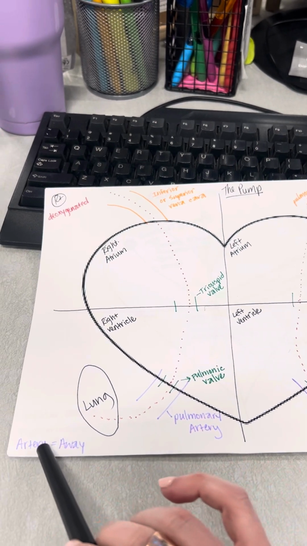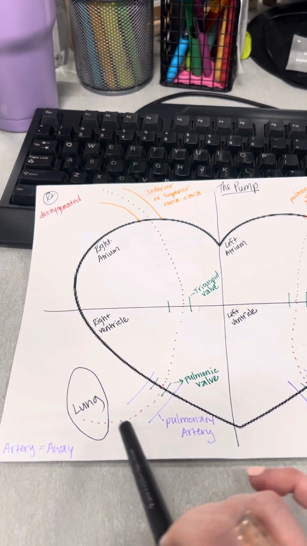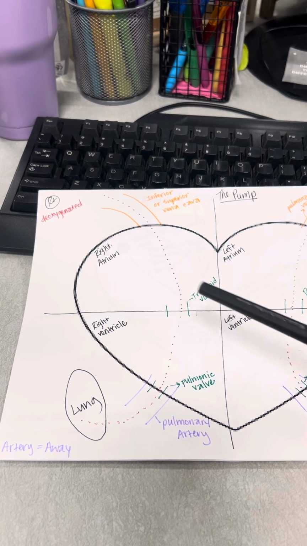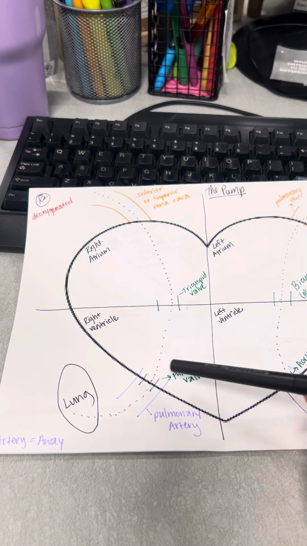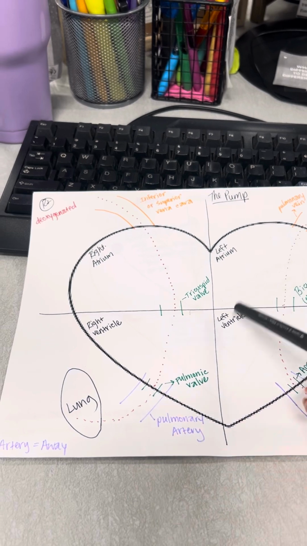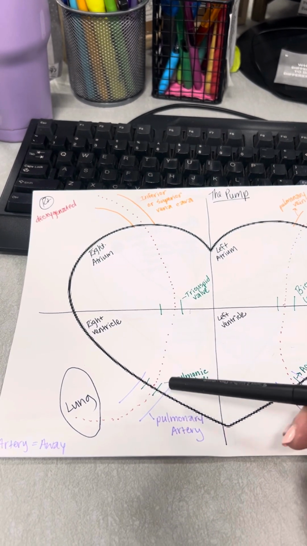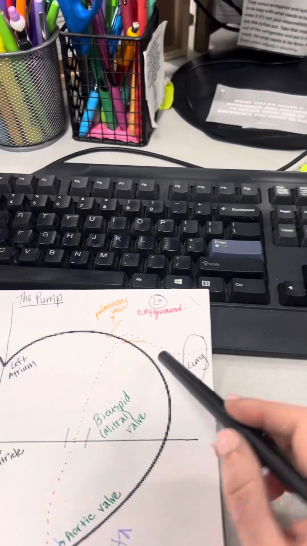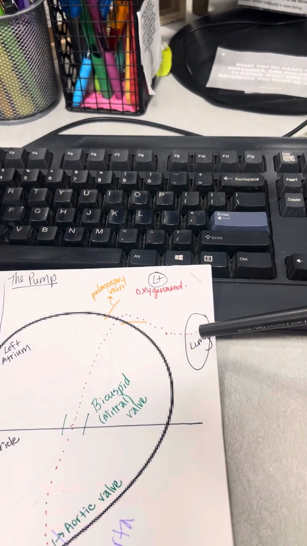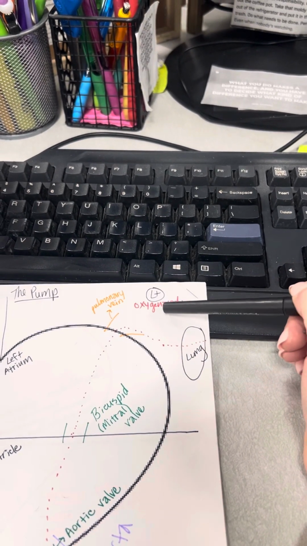Now, arteries always carry blood away from the heart. That's how we remember it. Veins bring it to the heart, arteries carry it away. And arteries always have a valve because we have to have that door to get out. Okay, so we have to go through the pulmonic valve, the pulmonary artery, into the lungs. We have 2 lungs. Here, the blood now goes from deoxygenated to oxygenated.